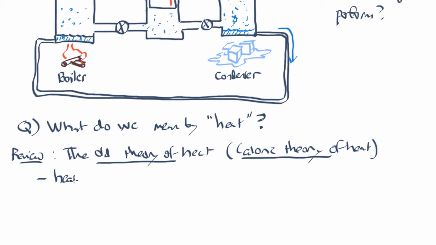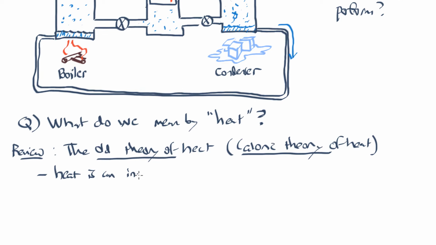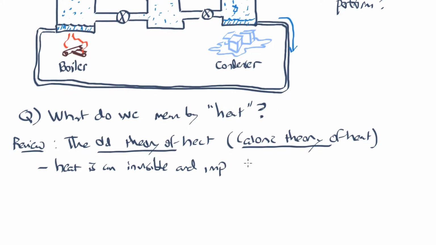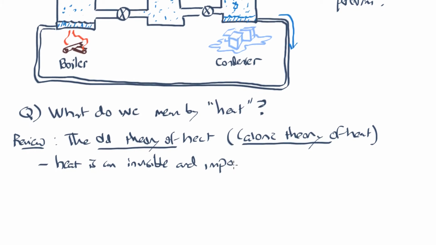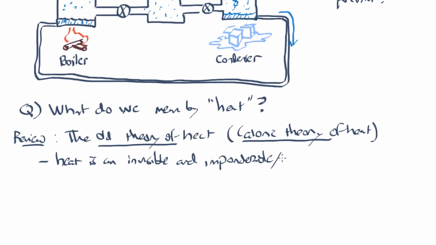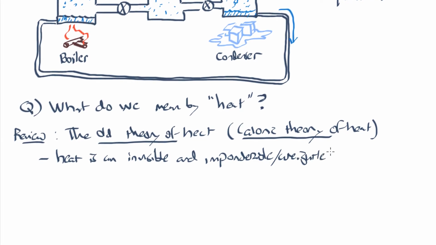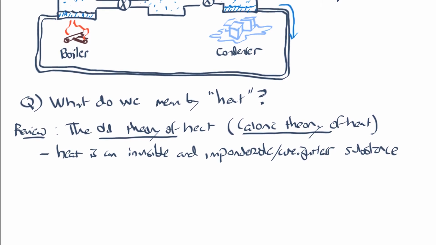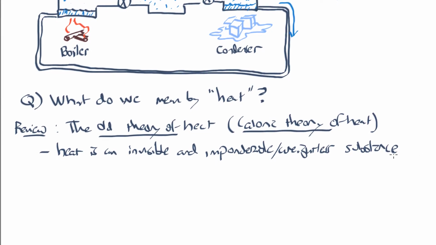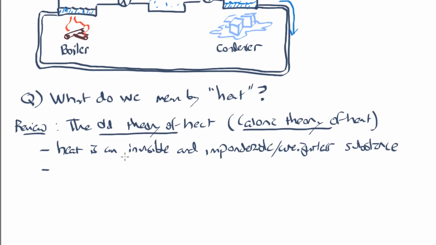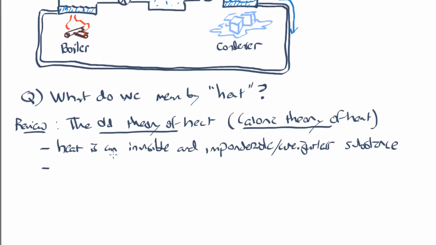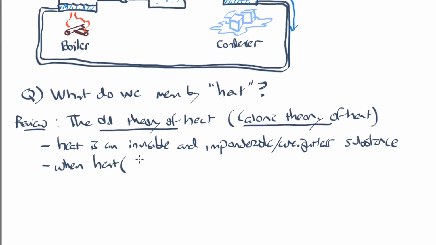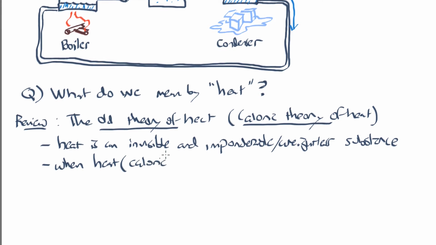So heat is an invisible and imponderable, as Helmholtz describes it, weightless substance. That's the basic axiom of this, that heat is an invisible substance. When this heat flows into a body, it causes its temperature to rise. And by the way, this fluid is called caloric, that's why it's called the caloric theory of heat.